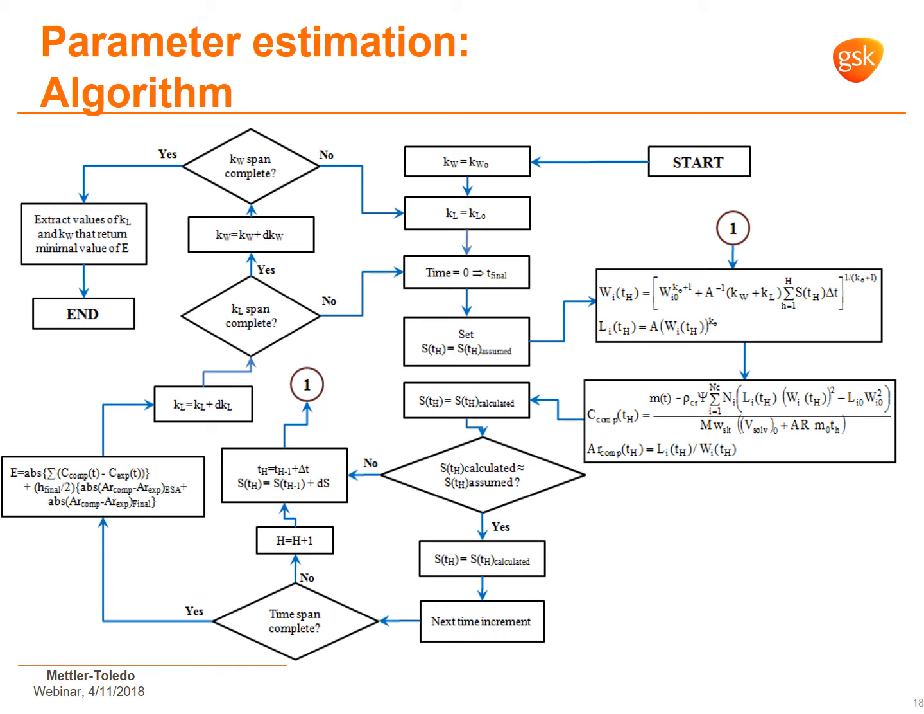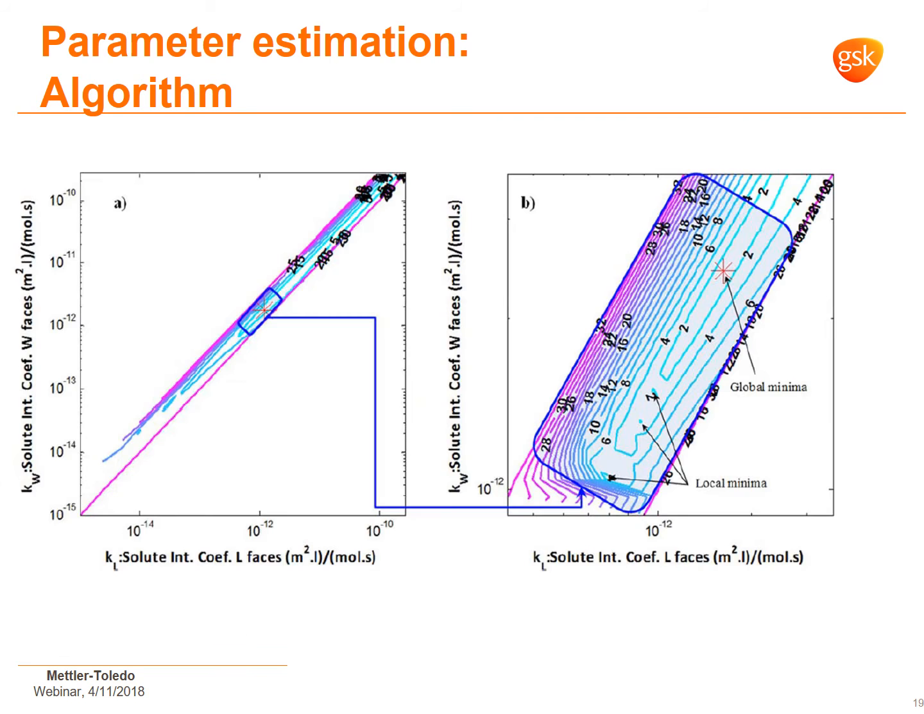we set the value for KW, and then we scan for KL, and then go on, keep doing that until we cover the entire region. And this is how it looks like. So this is the low scan. We see the values here. Logarithmic scale are much larger.